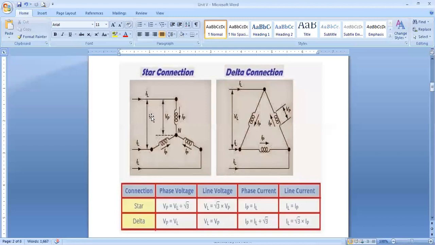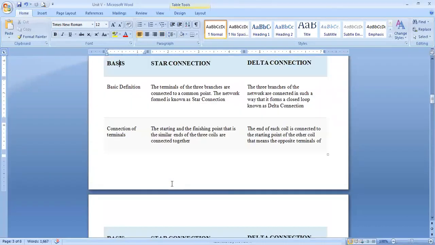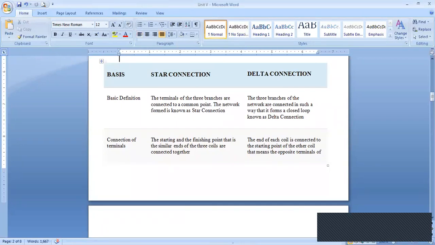Similarly, for the star connection, the voltage relation has the same form. The phase voltage is equal to the line voltage divided by root 3, or the line voltage is equal to root 3 into phase voltage. Clear? Now, for the star and delta, we need to have a comparative study, so that whenever a definition, a short note or a comparison comes, you can write it.